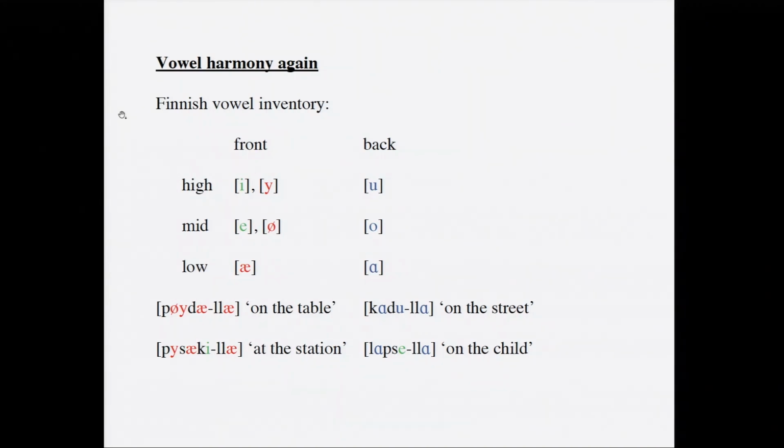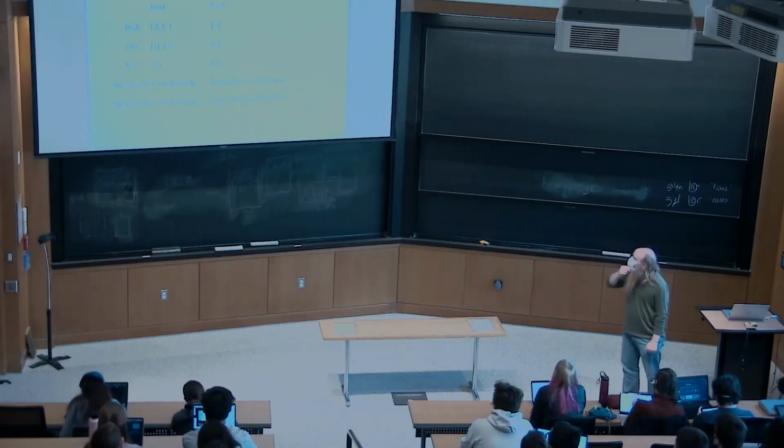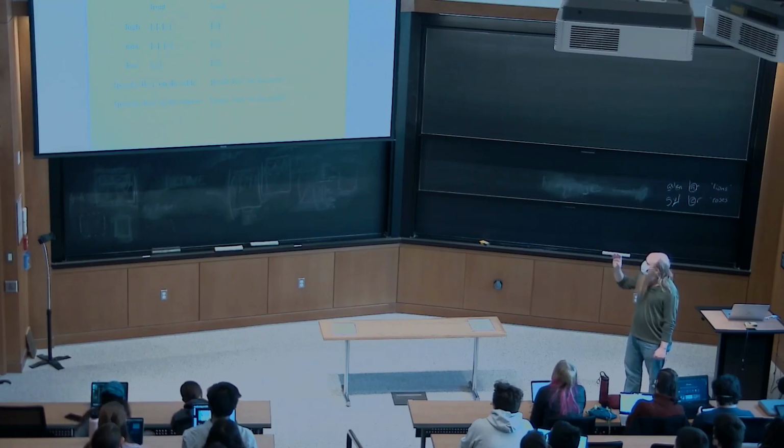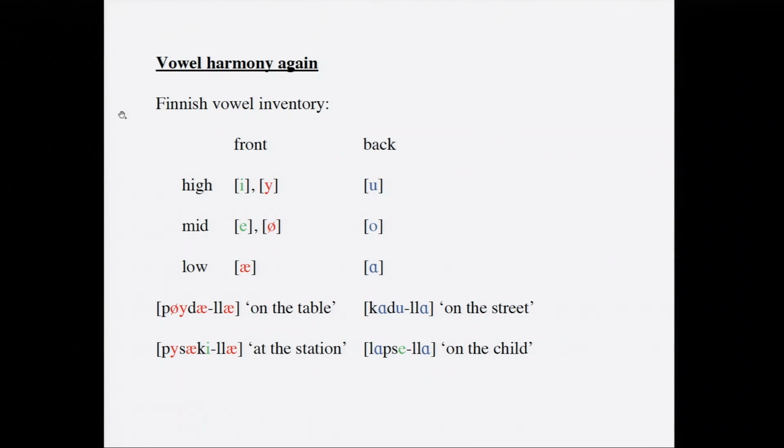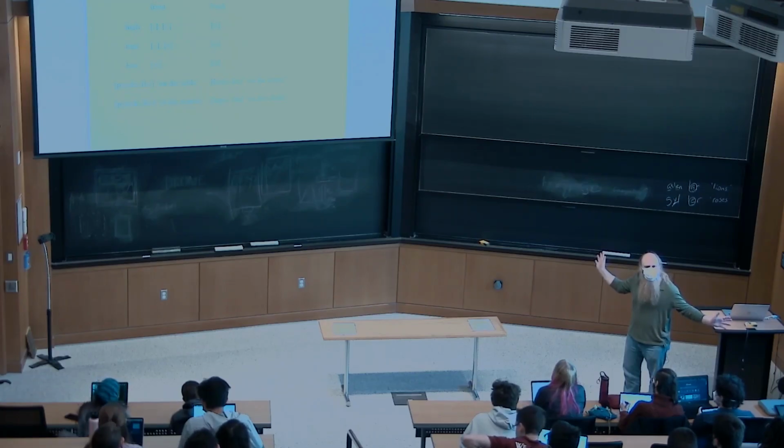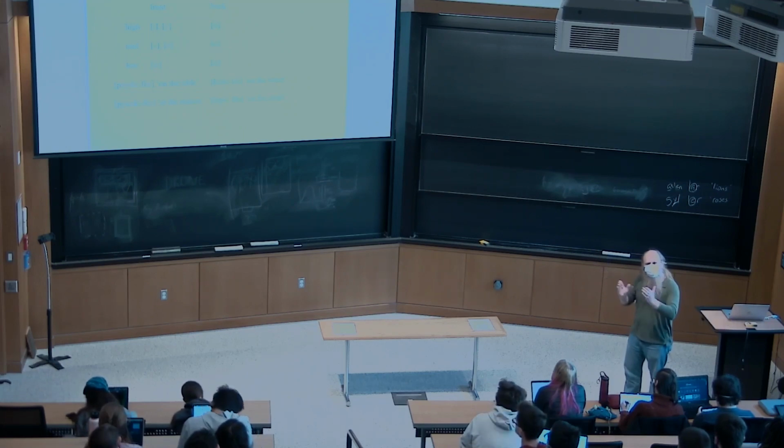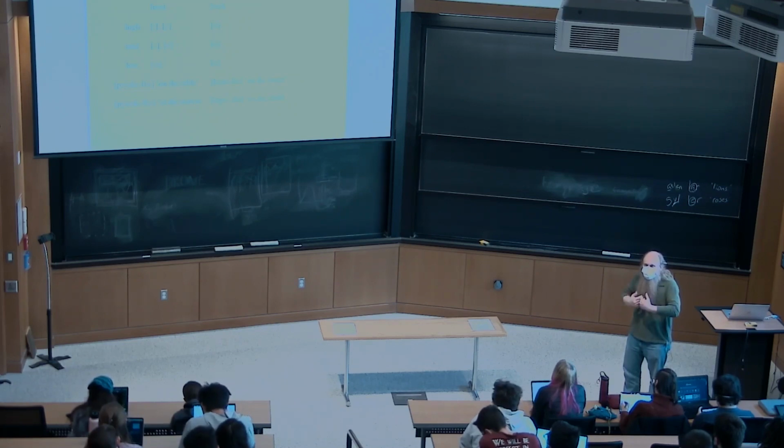Yeah. But for on the child, lapsella, well, you have a blue vowel that is a back low vowel, a, and then you have a green vowel which is front, but the green vowel doesn't have a corresponding back vowel, and so it's like it doesn't count. The green vowels can go with anything. So you have vowel harmony for the vowels that have corresponding front and back versions. But for the vowels that don't have corresponding front and back versions, it's like you get to ignore them. They're not there. Yeah. Is that clear? Does that make sense?